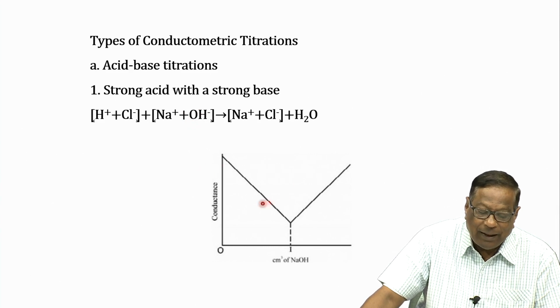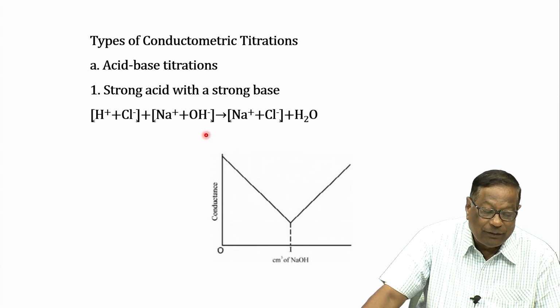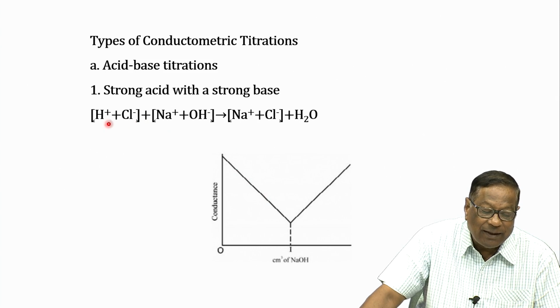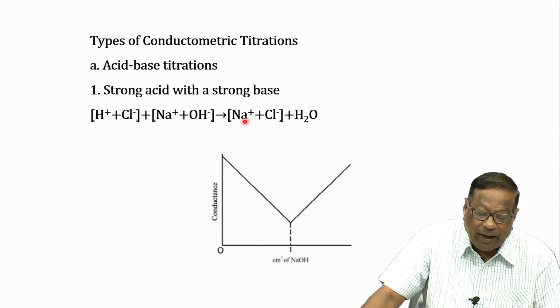So, with conductivity I do not have to use the indicator, phenolphthalein or methyl orange or whatever it is. The basic reaction is written as H plus, Cl minus, plus we are going to add the titrant, that is Na plus and OH minus. What we are going to get is Na plus, Cl minus and H2O. So, as I keep on adding NaOH to the HCl, the water will be formed.